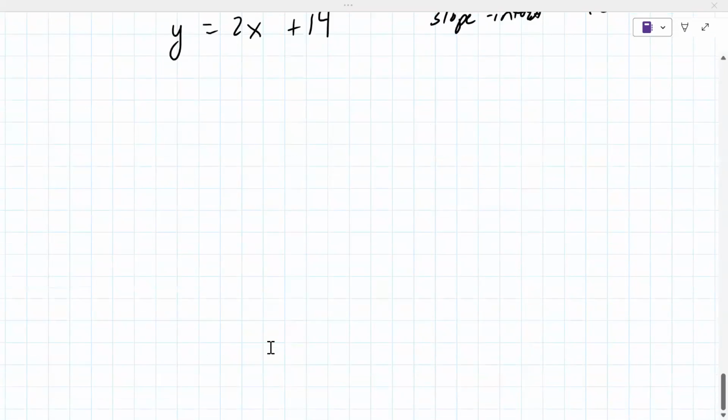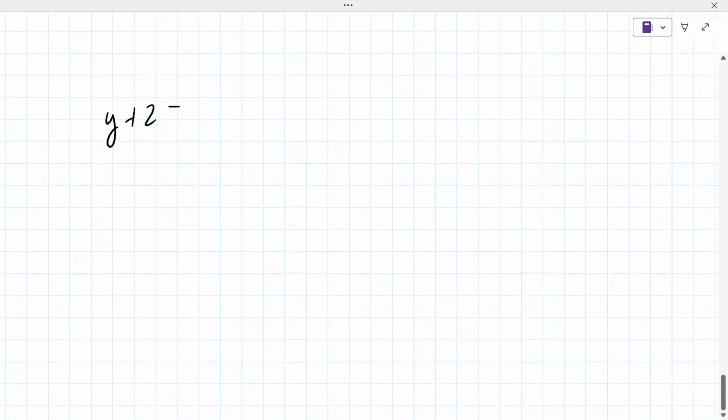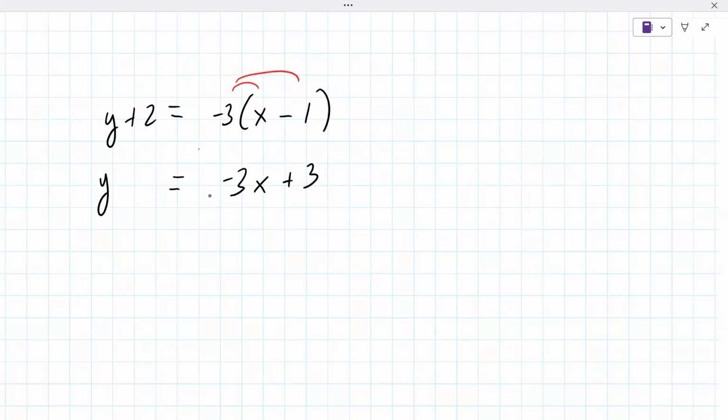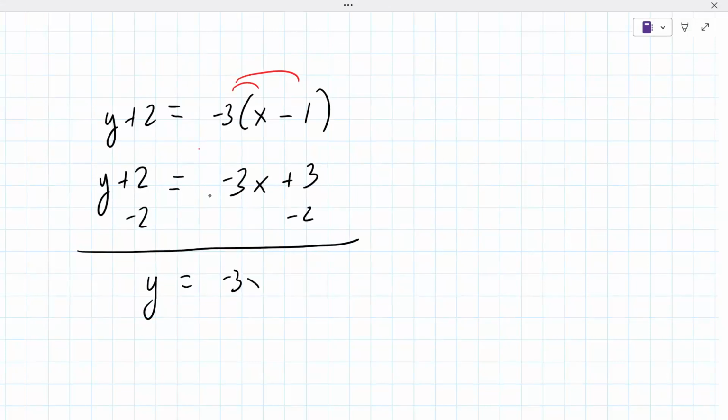All right, so we're going to do a few more. Let's say it's y plus 2 equals -3 times (x minus 1), like that. So the first thing to do is to distribute that -3 to both. That's -3x plus 3, and then y plus 2. And then you're going to subtract this 2 from both sides. So you end up getting y equals -3x plus 1, like that.